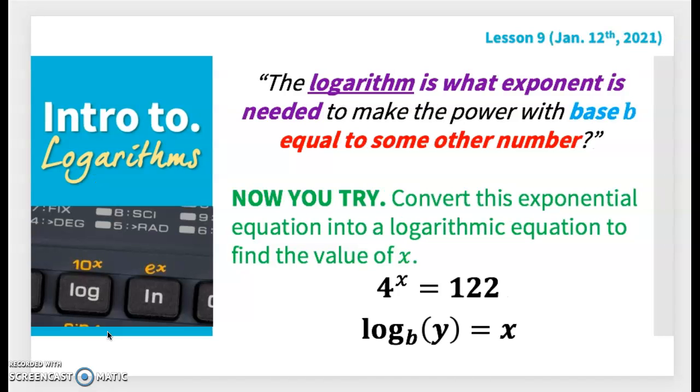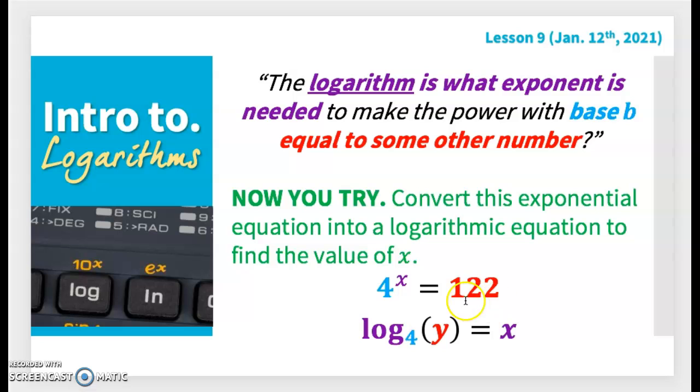All right, so hopefully you were able to first take the format of a logarithmic equation, which is log base b of y is equal to x, and make the connections. We put x, the exponent, on the right side of the equation. That's what we're trying to find, that's our output. The base b goes down here, so we say log of base 4 of y is x.